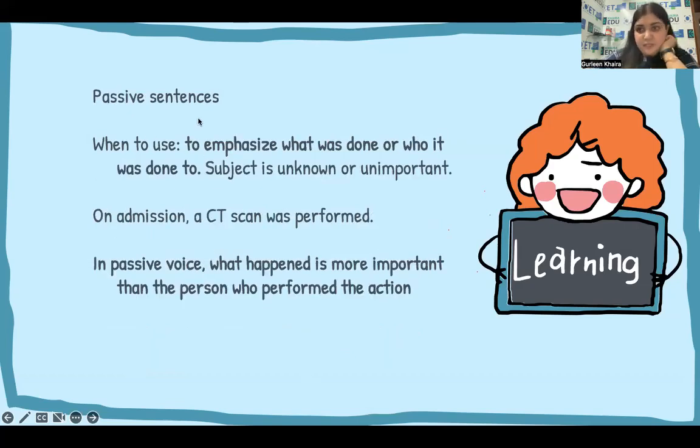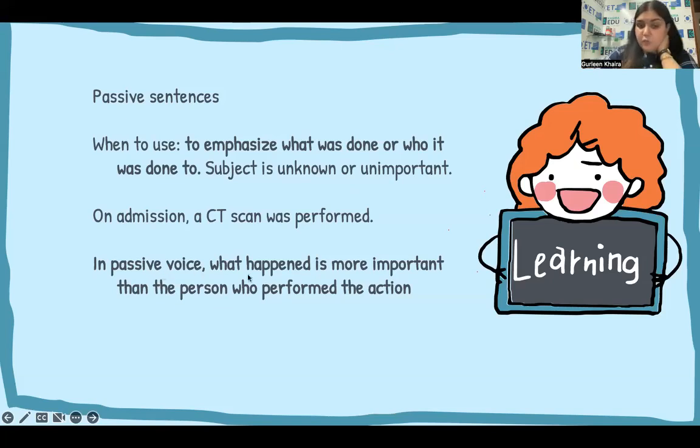Then let's see passive sentences, passive voice. When do we use it? To emphasize what was done or who it was done to or done on. When the subject is unknown or it's unimportant to mention. For example, see this. On admission, comma, a CT scan was performed. Here we haven't mentioned who performed the CT scan. So we've omitted that part. But it will convey the information that who it was done to, the patient. And that's what will be relevant for the reader.